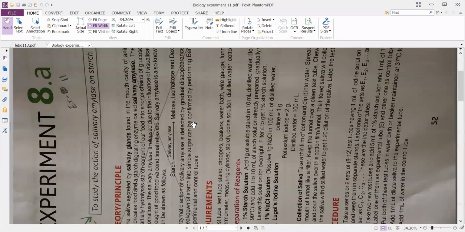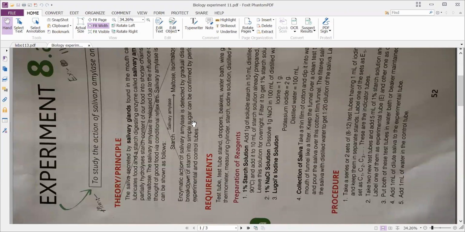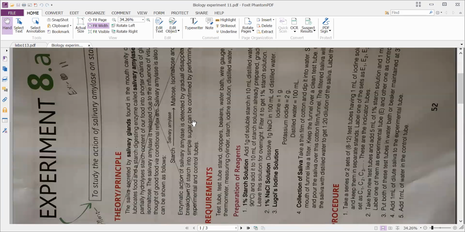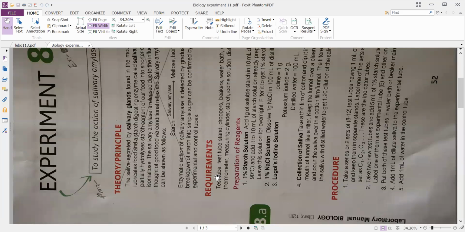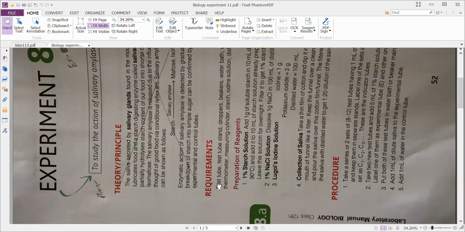You can see here the aim: to study the action of salivary amylase on starch. That is experiment number 11. To study the action of salivary amylase on starch, that is the aim. And next, requirements. No need of theory and principle. Directly you can go with the requirements.